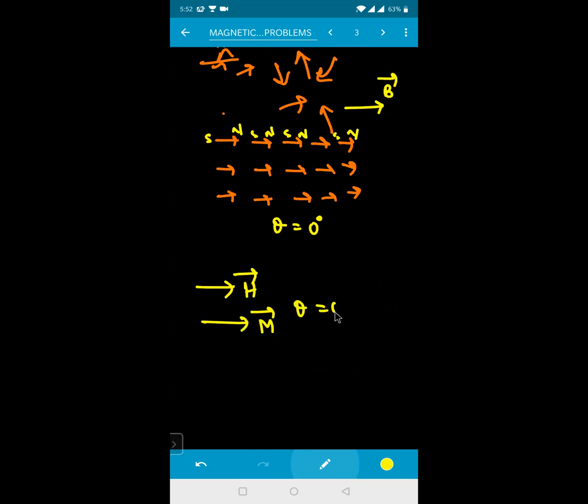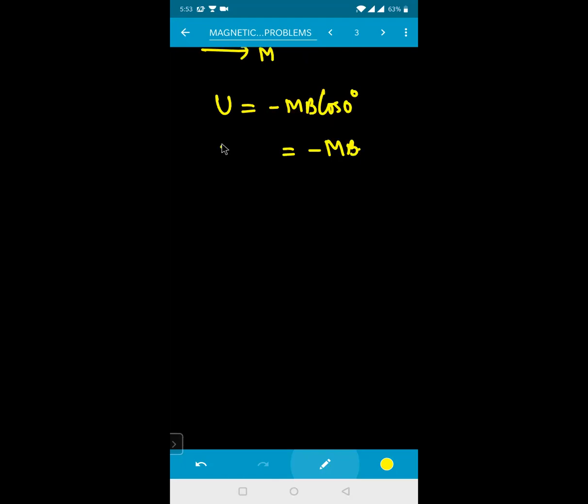The angle between them is how much? 0 degrees. What is H? Magnetic field intensity. And M means magnetic moment. So if they are in the same direction, theta is 0 degrees. So what will be the potential energy for this one? U is equal to minus M B cos theta. The theta value is 0 degrees. Cos 0 will become 1, so U equals minus M into B. Clear? Then the minus means this will become the minimum. So this will become U minimum.